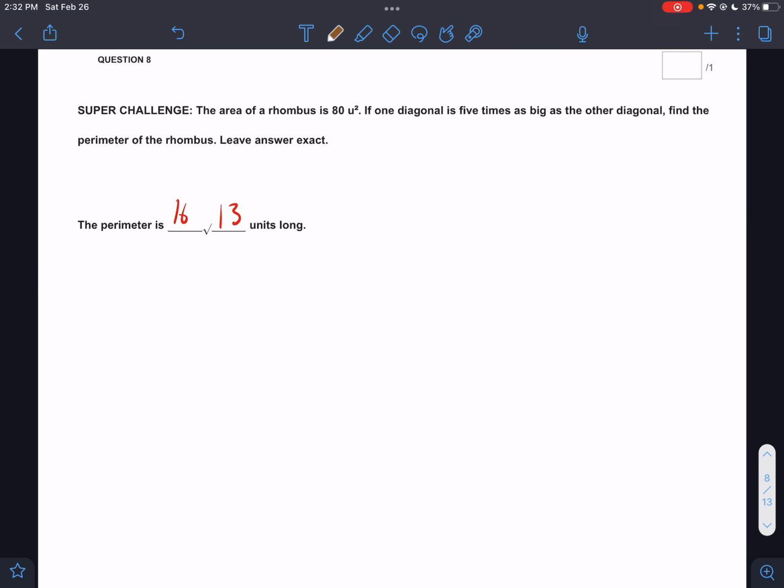The area of a rhombus is 80 units. If one diagonal is 5 times the other. Okay, so diagonal 1, I'm going to call it x. Diagonal 2 is 5 times that size, 5x. Find the perimeter of the rhombus.